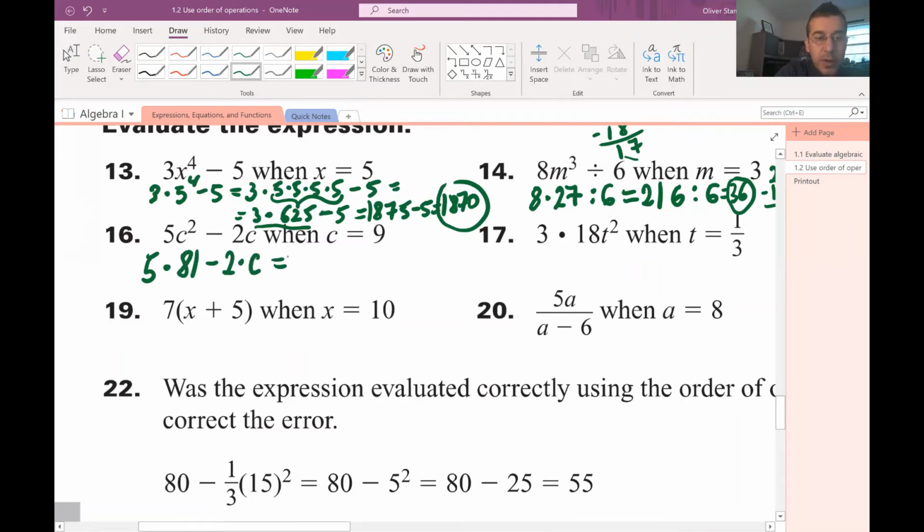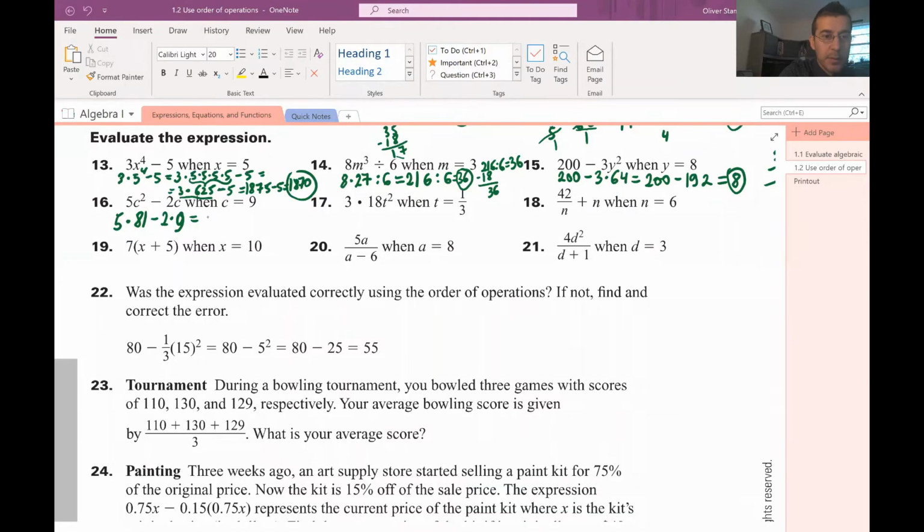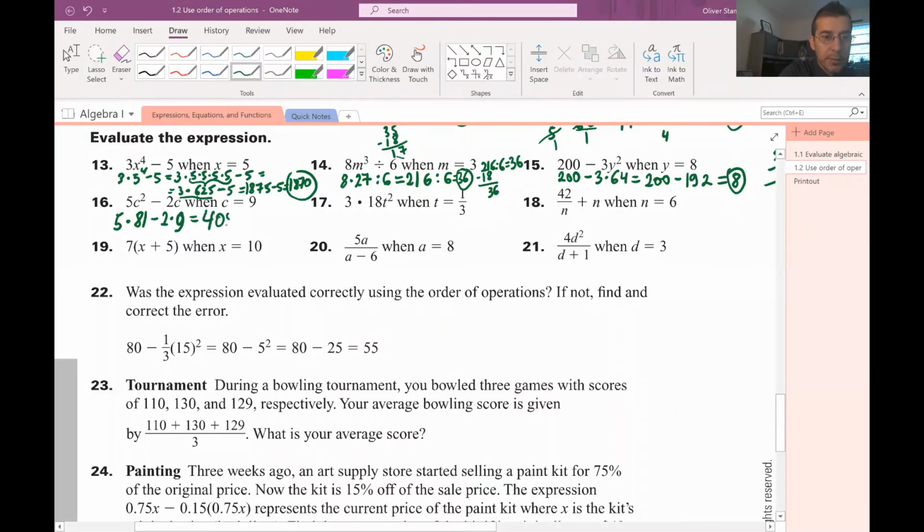Now we do multiplication. Now c is 9, so instead of c here I'm going to put 9. We do multiplication first. So 5 times 81, 5 times 1 is 5, and 5 times 8 is 40. So this is 405 minus 2 times 9, that is 18, so that is 387.